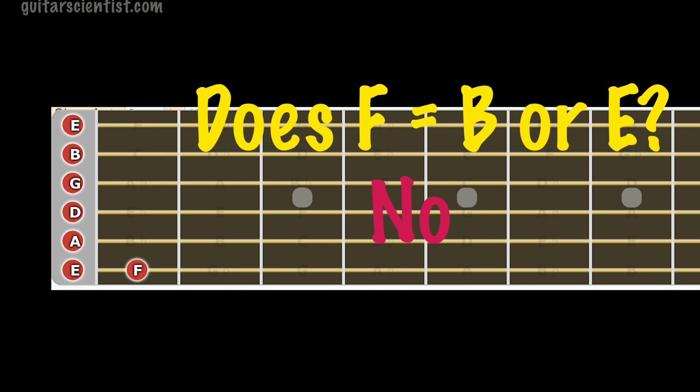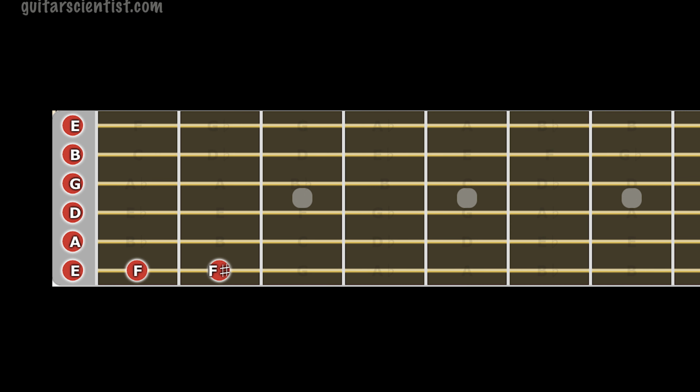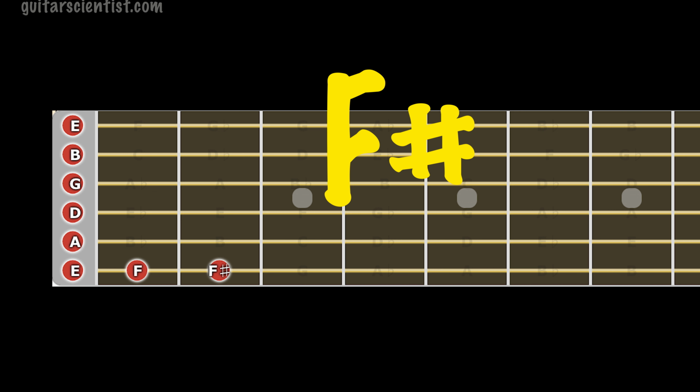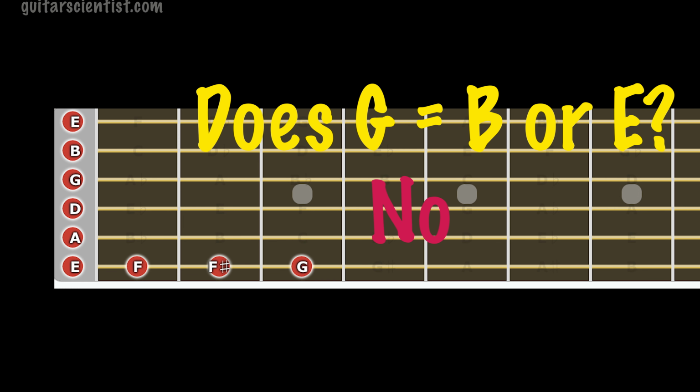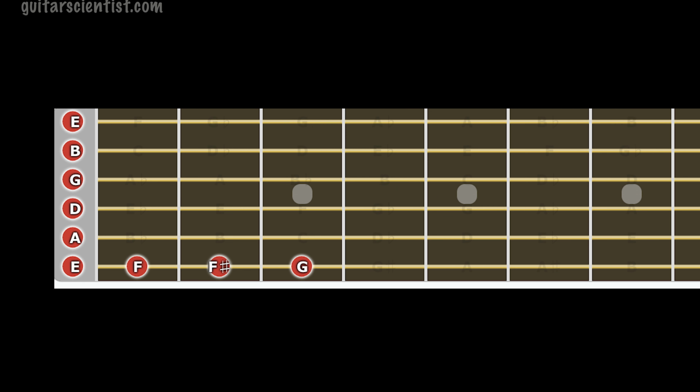F is not B or E, so it has a sharp, which means the next note above it is F sharp. You will see the symbol for sharp looks like a number sign or a pound sign. So the notation for F sharp will look like this. It's important to note that sharps don't have their own sharps. So from F sharp, we simply go up to the next note in the alphabet, G. G is not B or E, so the next note higher than G is G sharp. That's right. You're so good at this.